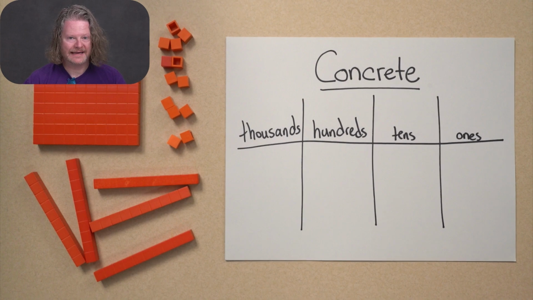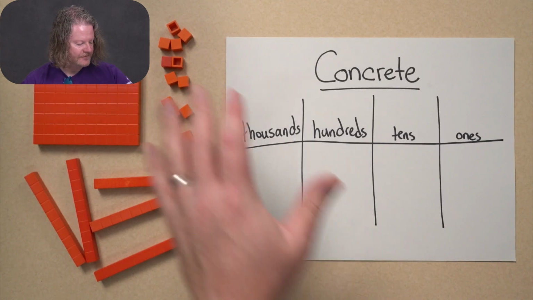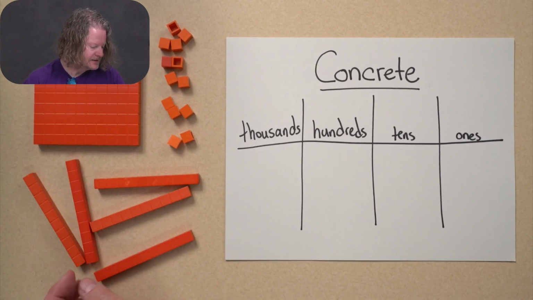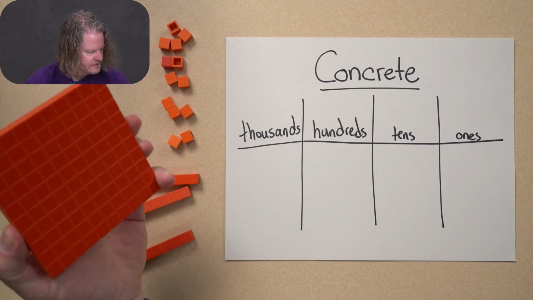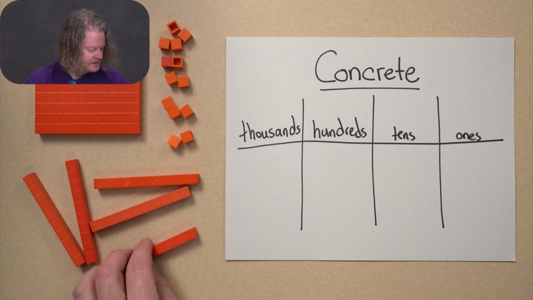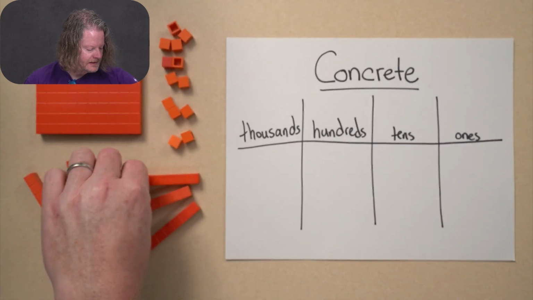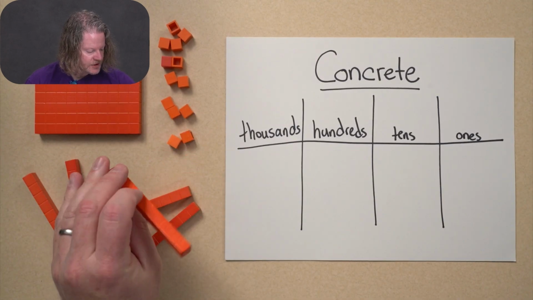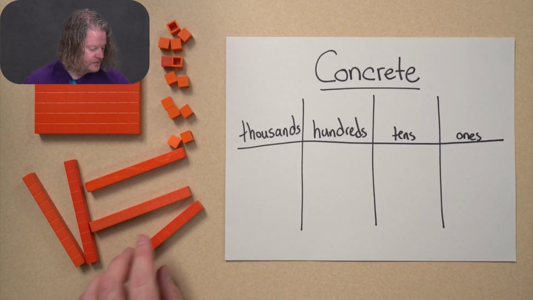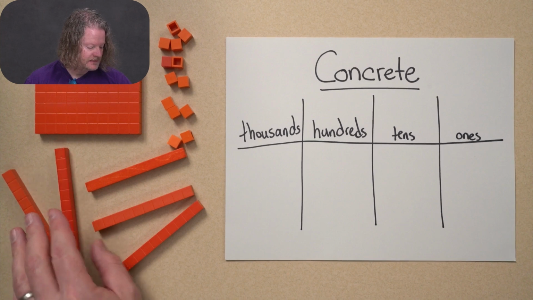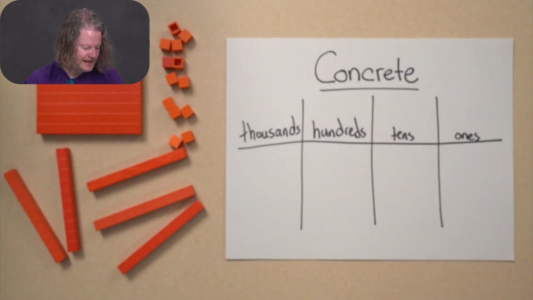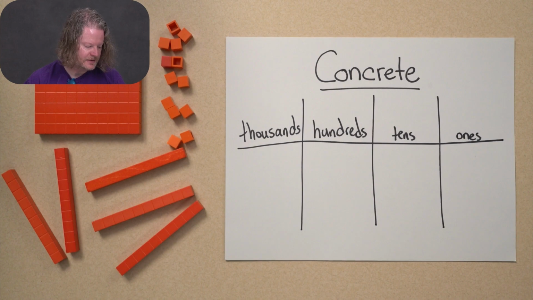Okay, welcome back now. So I've taken out some base 10 blocks. I think these are plastic ones. Some schools have wooden ones. It's a way of showing, a way of representing, sometimes we call this a concrete representation.